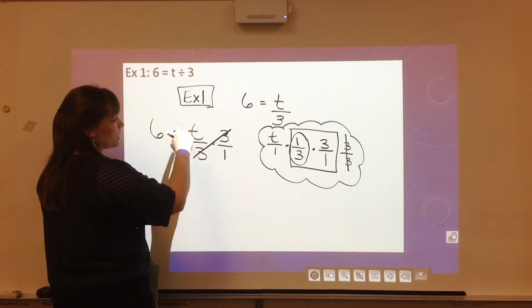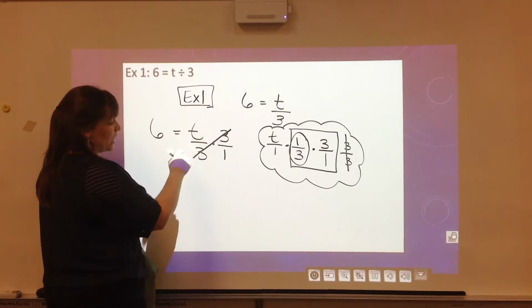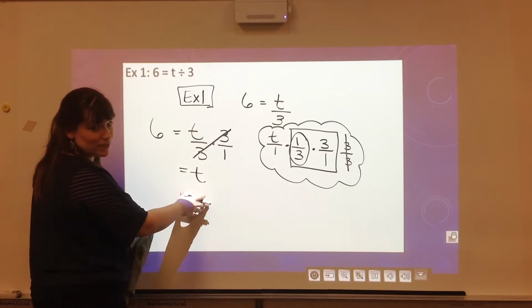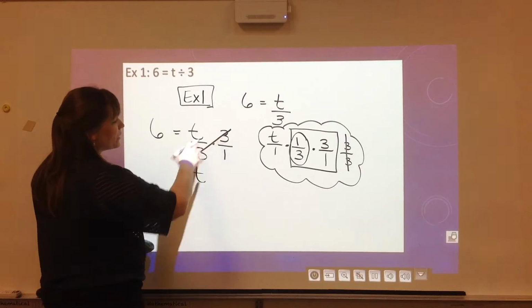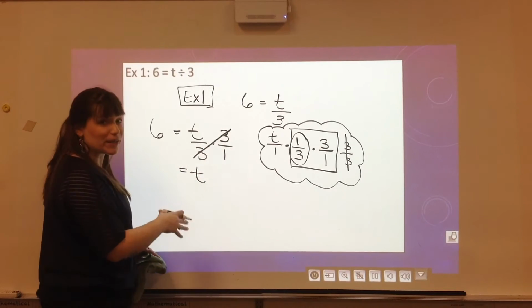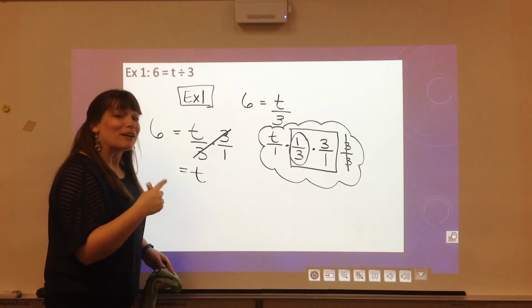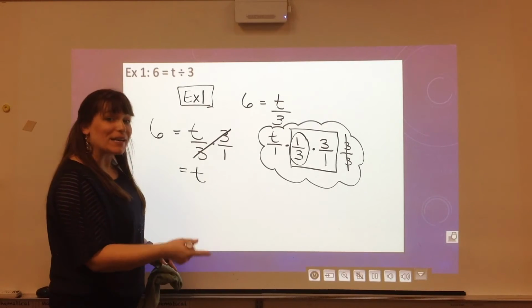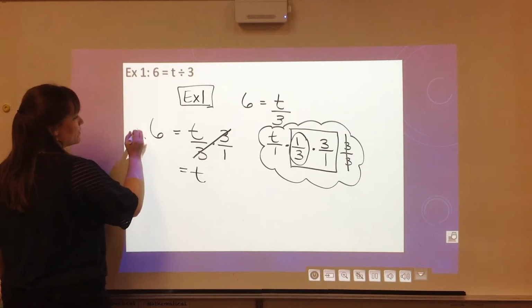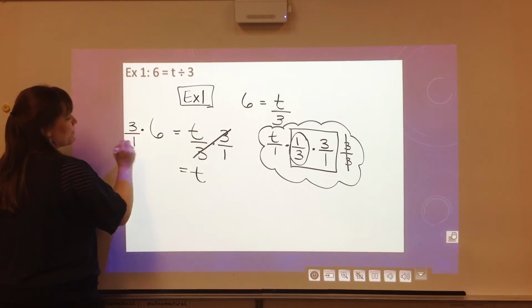And anything times 1 is itself. And now I have a t. That's what I wanted. I wanted to get rid of this division. How am I going to do it? By multiplying by the denominator. But if I multiply by the denominator on the right, I have to do the same thing on the left. So I'm going to multiply by 3 over 1.